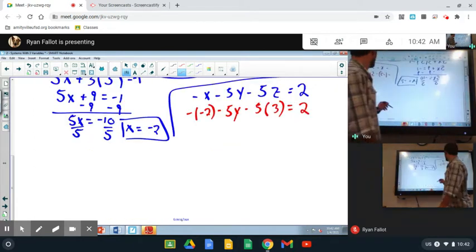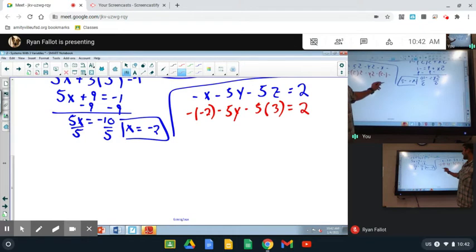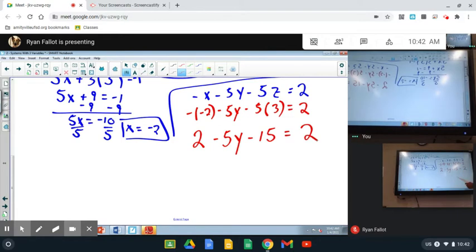Down a little more. A negative 2 is 2. Minus 5y minus 15 is equal to 2. And just keep working from there. You're going to slowly get down to what our y value is.